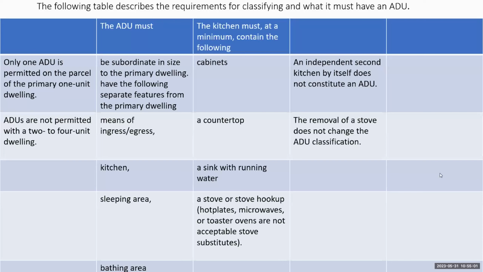The kitchen must at the minimum contain the following: a cabinet, a countertop, a sink with running water, a stove or stove hookup. Hot plates, microwaves, or roaster ovens are not enough. An independent second kitchen is not considered an ADU. The removal of the stove does not change the ADU classification.